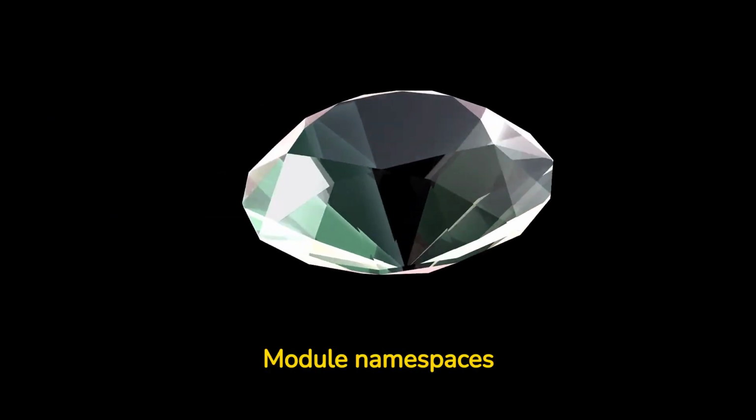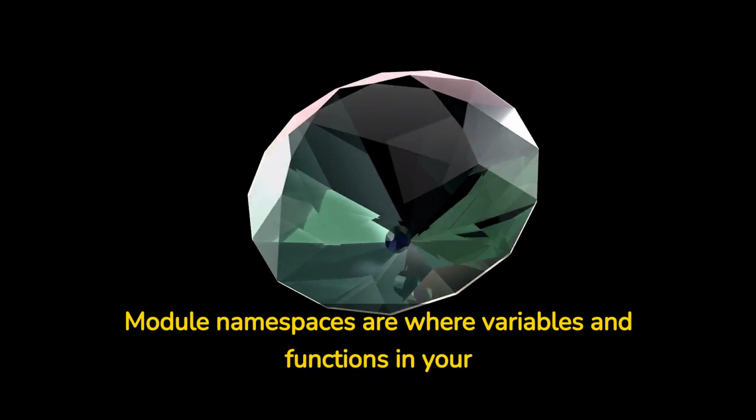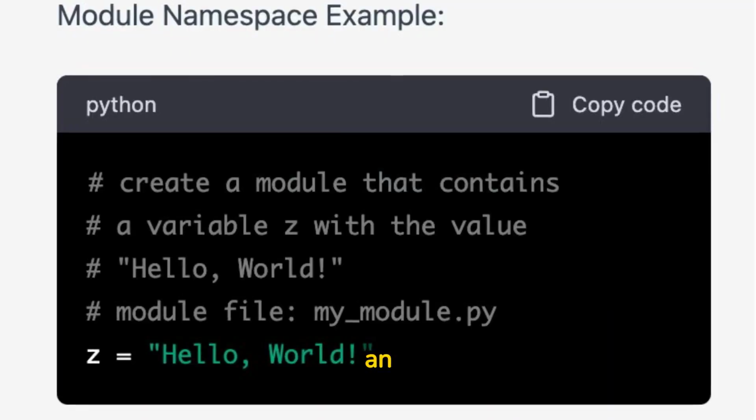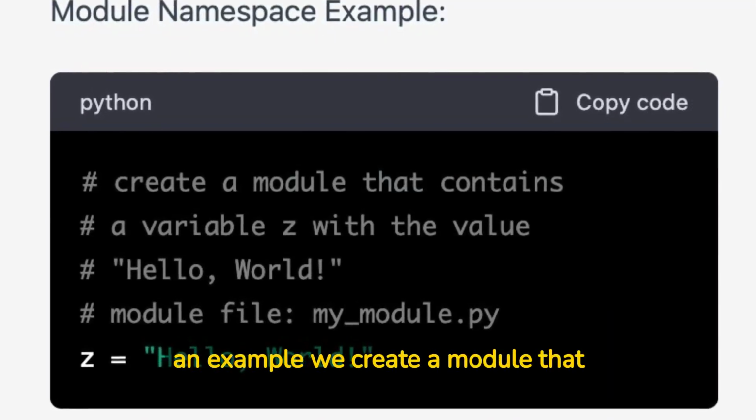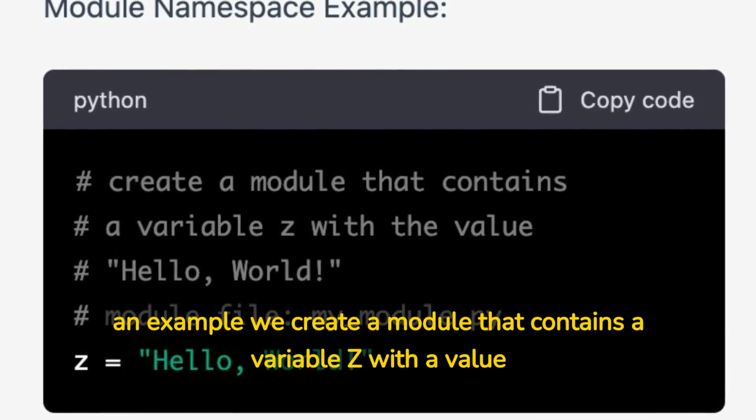Module namespaces are where variables and functions in your module are declared. In the example, we create a module that contains a variable z with the value "hello, world".